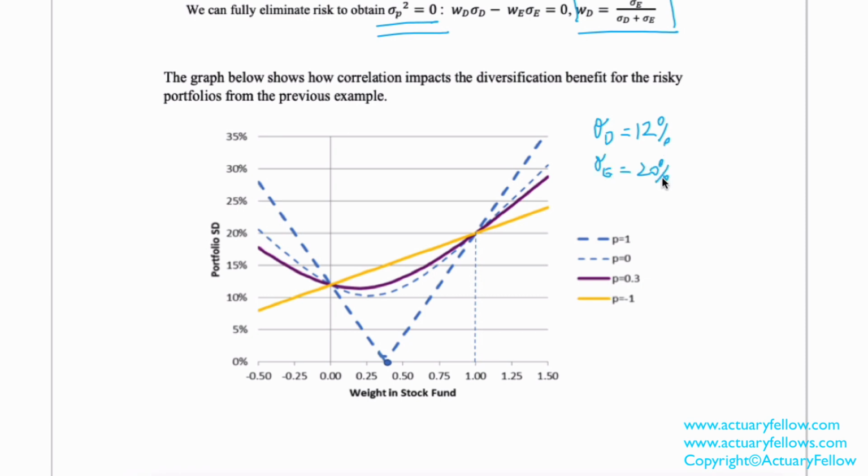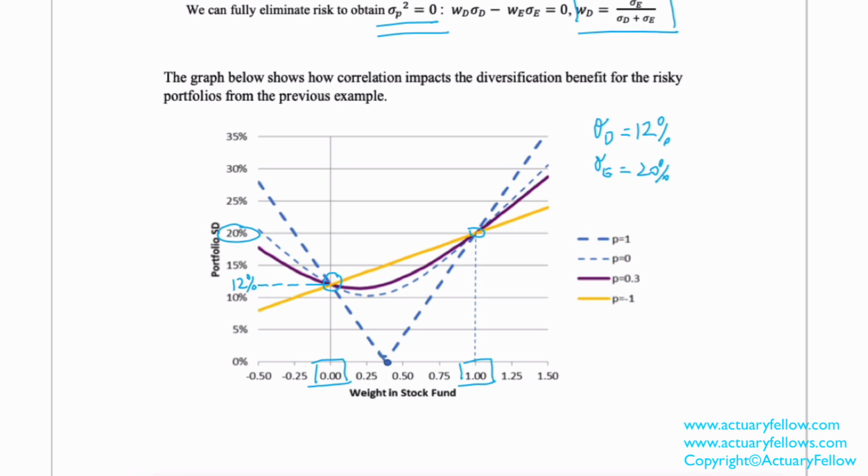At 0, when nothing is invested in the equity fund, 100% is invested in the debt fund. The portfolio standard deviation is just equal to the standard deviation of the debt fund at 12%. At 1, when 100% is invested in the equity fund, the portfolio standard deviation is the equity fund standard deviation, 20%. For perfectly positive correlation, the portfolio standard deviation is the weighted average of the component standard deviations.